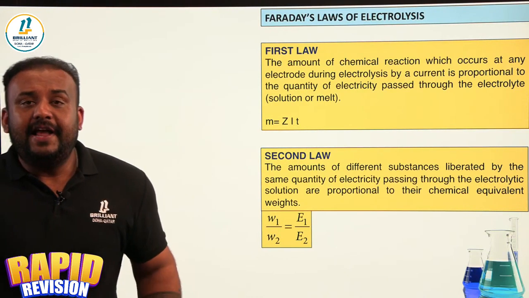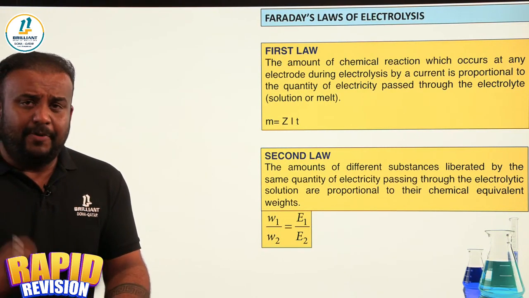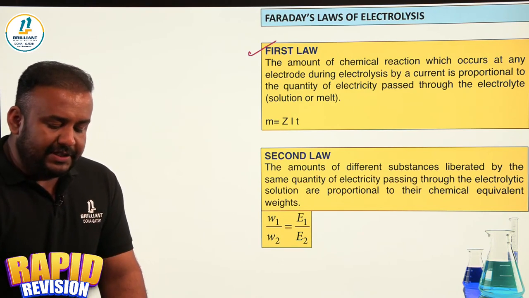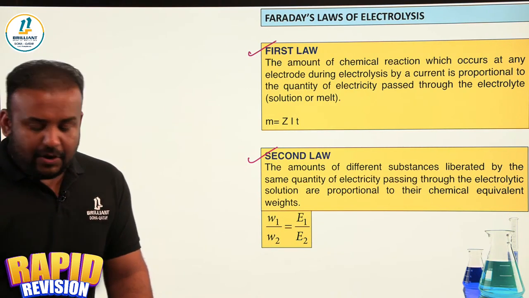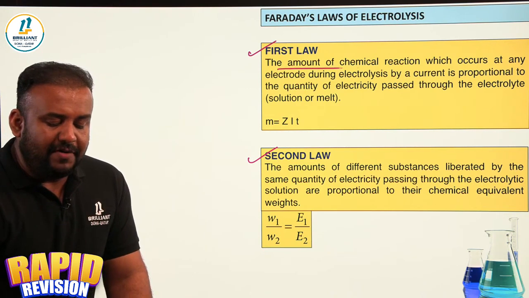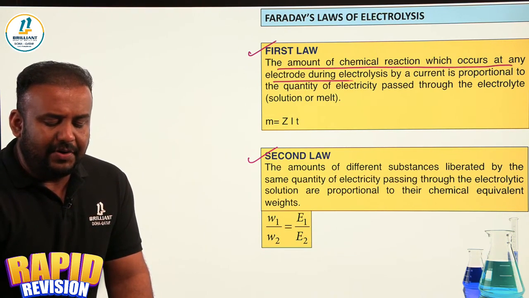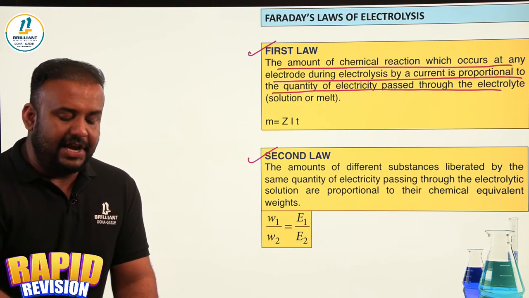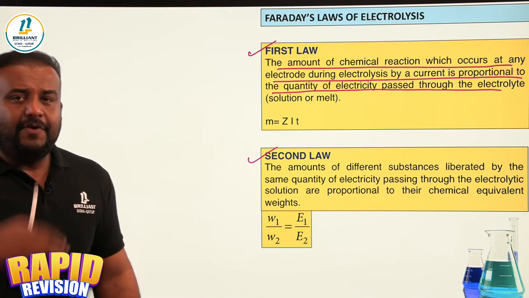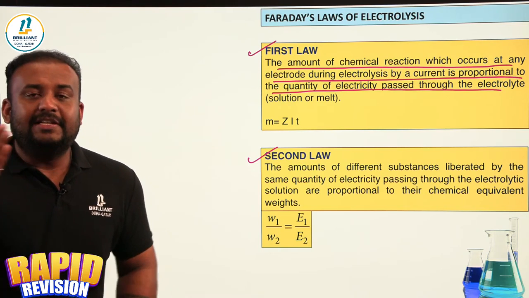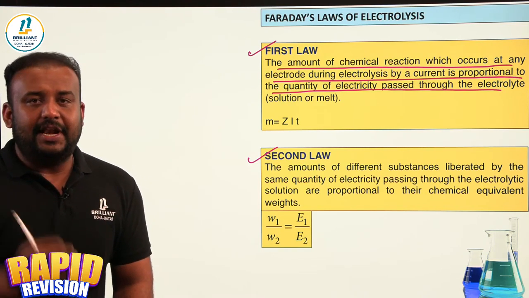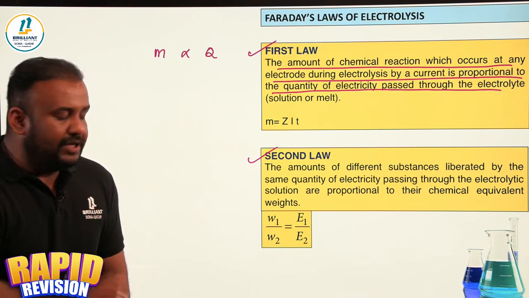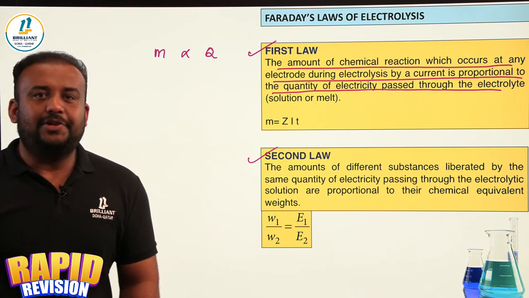Next is Faraday's laws of electrolysis. Again, a portion where a small numerical you can expect. There are two laws, first law and the second law. The first law states the amount of chemical reaction occurring at any electrode during electrolysis by a current is proportional to the quantity of electricity. In simple logic, if you have an electrolysis happening and some substance is depositing at any electrode, the mass of the substance deposited is directly proportional to the quantity of the charge that you pass.